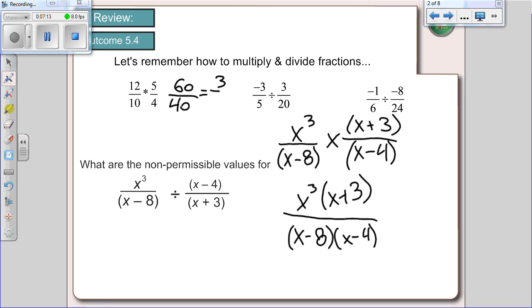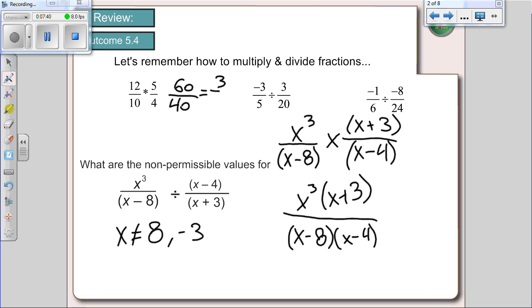So, what values can't you have in this question? X can't equal 8, because if x equaled 8, this fraction wouldn't be possible. Now look at the next fraction. Negative 3 is another one. X also can't equal negative 3, because then that fraction wouldn't work. There's a third fraction here.